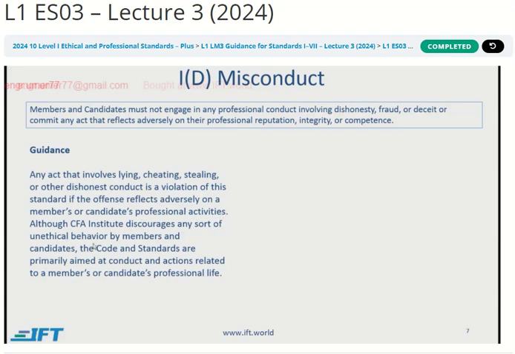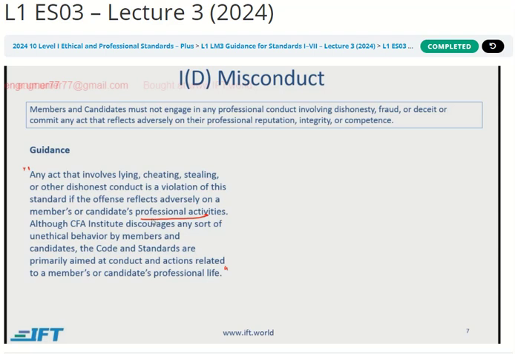Although CFA Institute discourages any sort of unethical behavior by members and candidates, the code and standards are primarily aimed at conduct and actions related to a member's or candidate's professional life. And this has been taken from the curriculum. There are some examples that I want to highlight here, which I've seen on questions quite often. One classic example is abusing alcohol during business hours. While that is not illegal, this activity will clearly impact a member's ability to perform his job well, and obviously then this can be classified as misconduct.